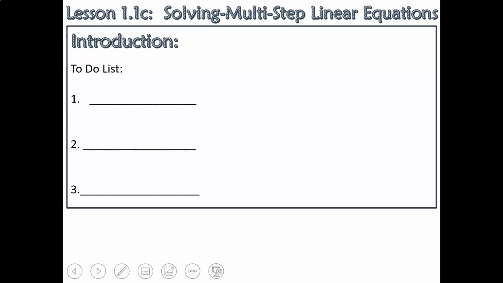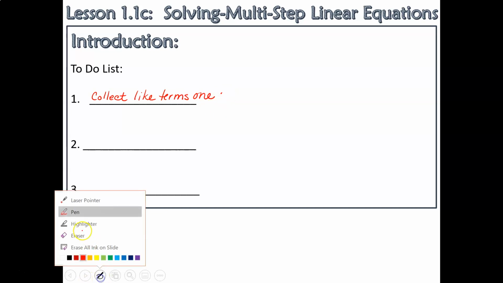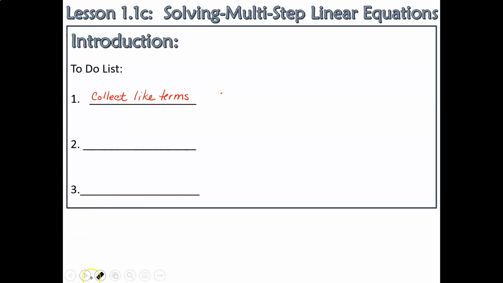So the first thing you want to do is collect like terms on one side. Then you want to undo any addition or subtraction, and then you want to undo any multiplication or division. Got to do them in that order.